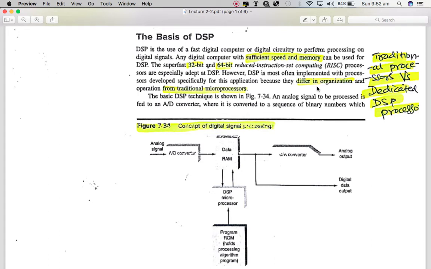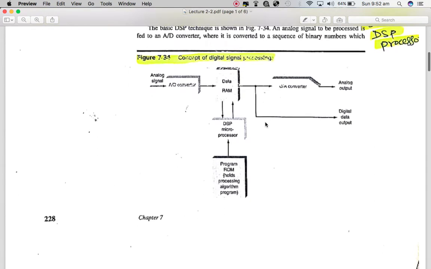And for that reason, in the early 1960s, we used some dedicated DSP processors. But nowadays, as you know, we have 32-bit and 64-bit processors which are built in with reduced instruction set computing, and those kinds of processors can perform all kinds of DSP operations nowadays. The concept of digital signal processing can be retrieved from this block diagram. You can see over here we have an analog signal which is coming on the side of the A to D converter.